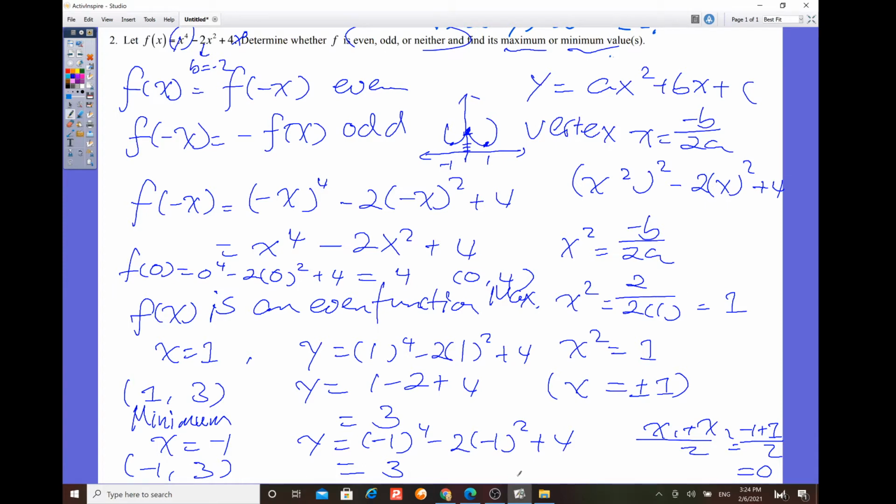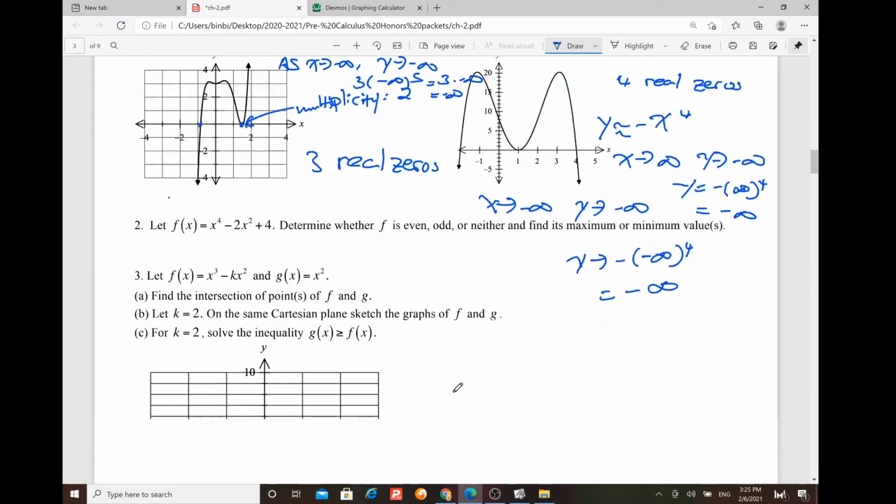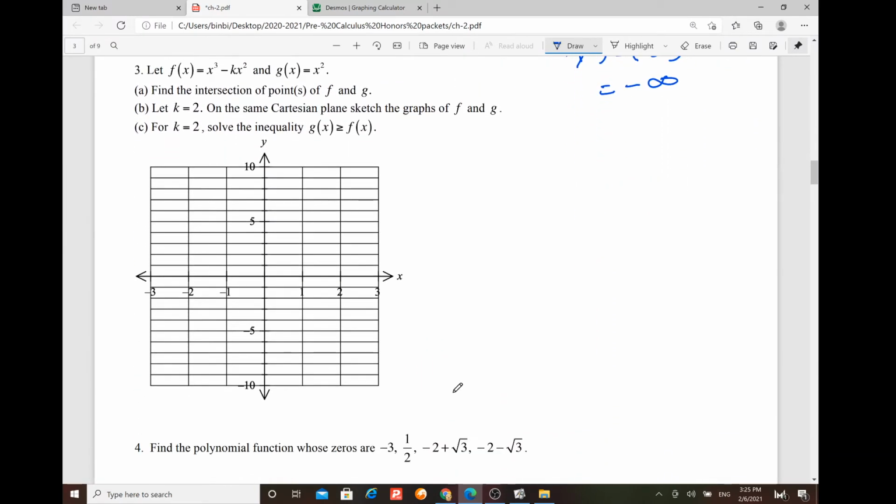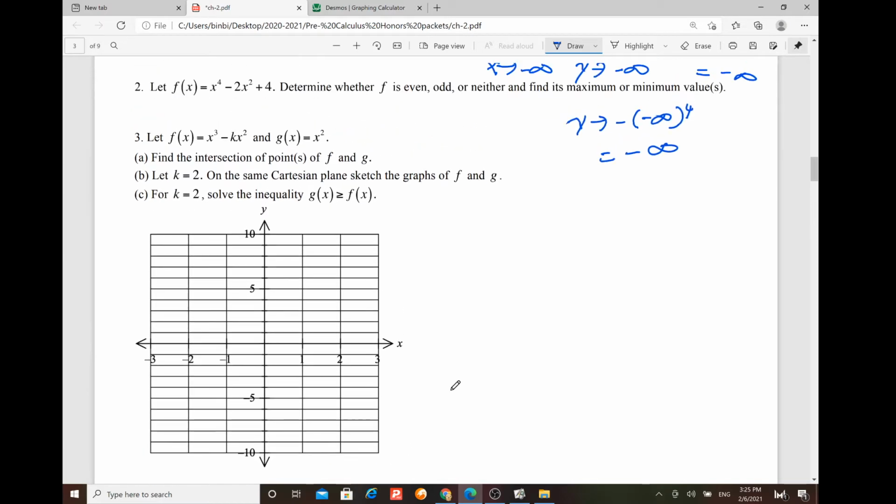Okay, so now let's see what else we have for the template here. The next one might be a little bit challenging. It looks like we need to find the value of k, or the value of k that's given already. Okay, so let's check it out. So number 3.